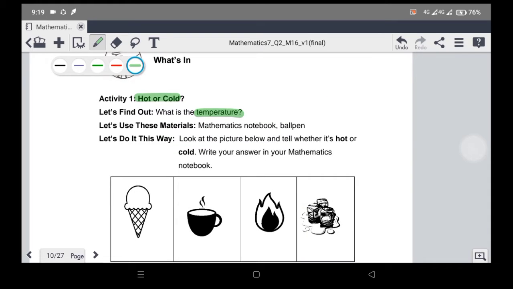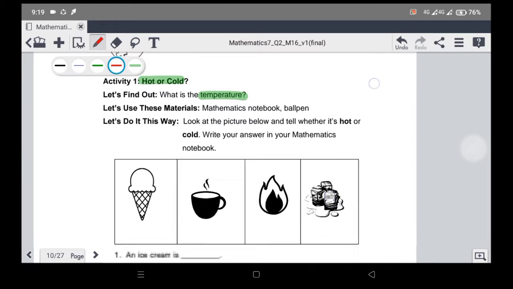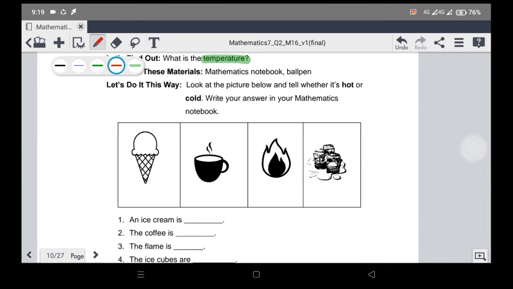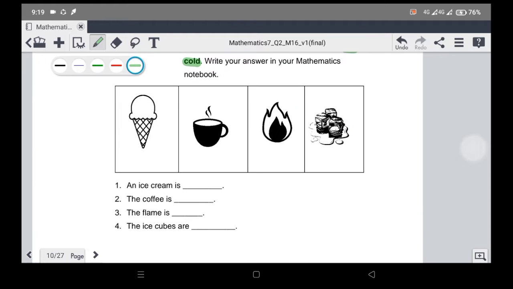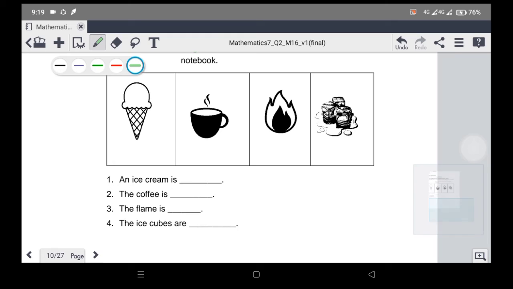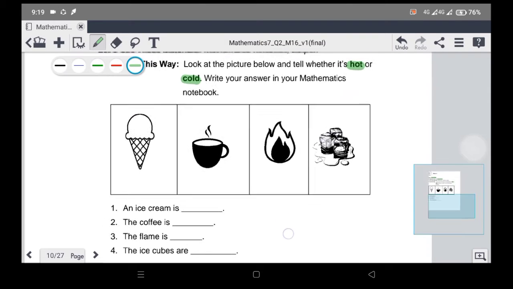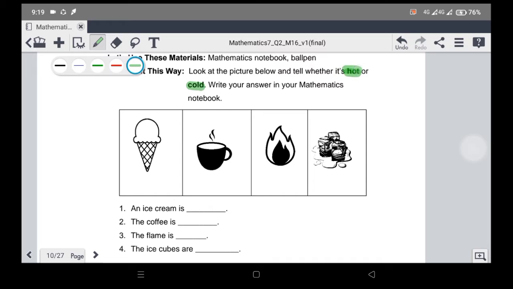So basically, when you say temperature, it is the degree of hotness or coldness of an object, or the presence and absence of heat. Now in our Activity 1, we have pictures. What we are going to do here is identify whether it is hot or cold. Write your answer in your mathematics notebook. The first figure is an ice cream. The second is coffee. The third, the flame. And the fourth, the ice cubes. Of course, our choices will be hot and cold.